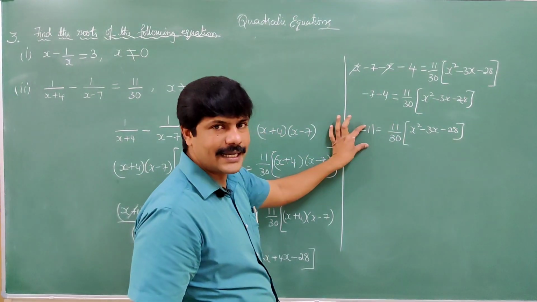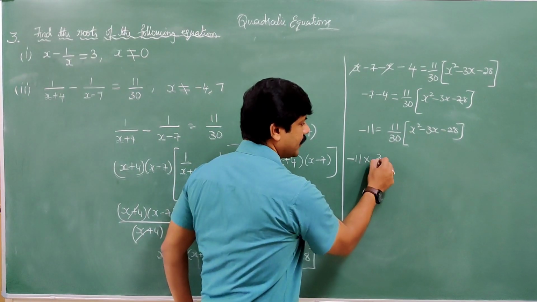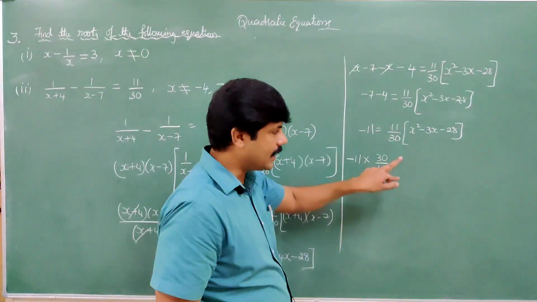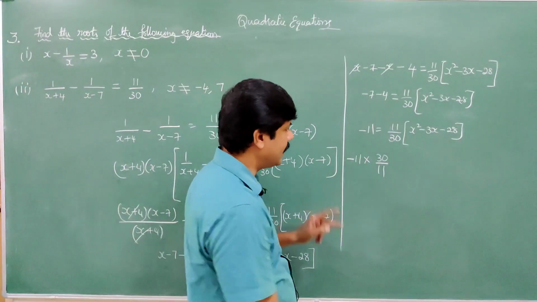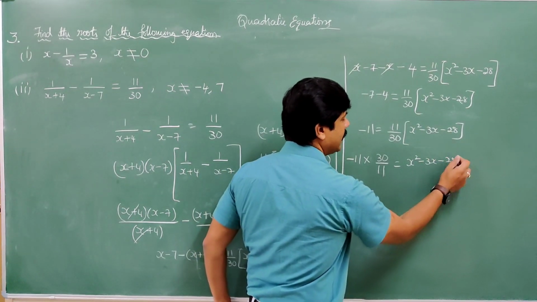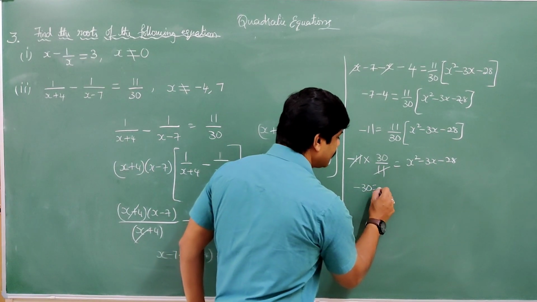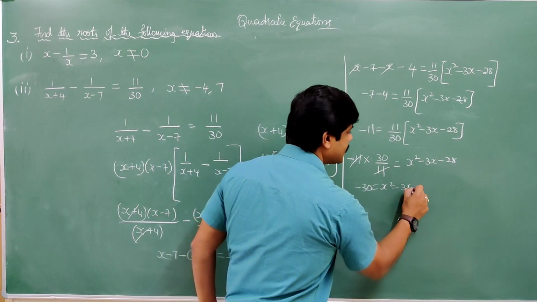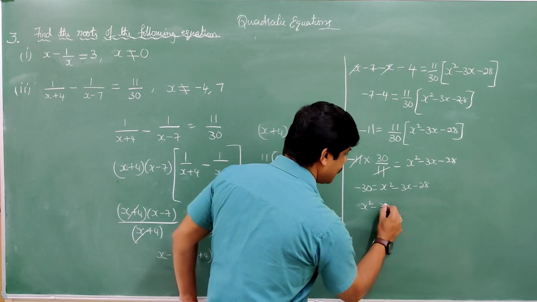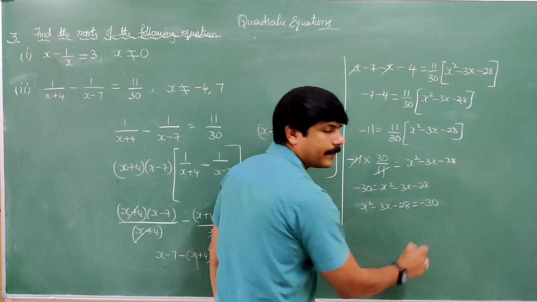Now you can see that 11 by 30 is there. You just send it to the other side by reversing, that is minus 11 into 30 by 11. The numerator becomes the denominator and the denominator becomes the numerator. Thus you have changed it and transferred it to the other side. Equals x squared minus 3x minus 28. 11 gets cancelled. What remains is minus 30 equals x squared minus 3x minus 28. So x squared minus 3x minus 28 equals minus 30.